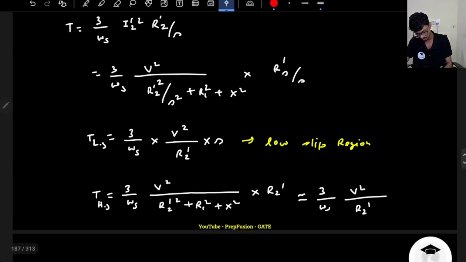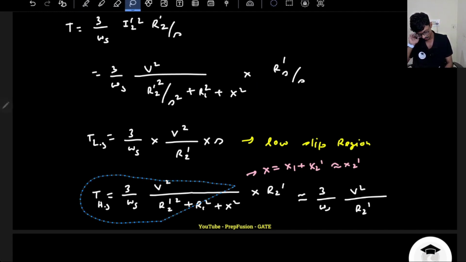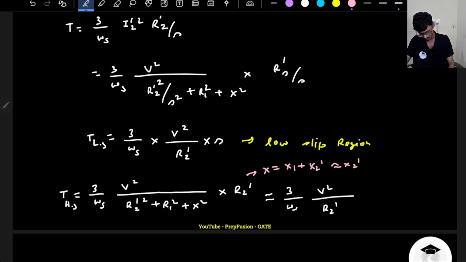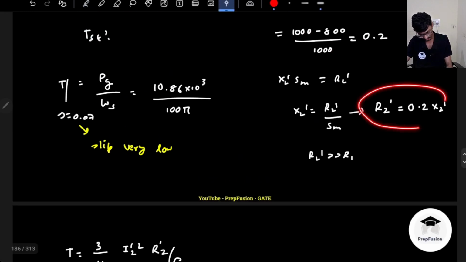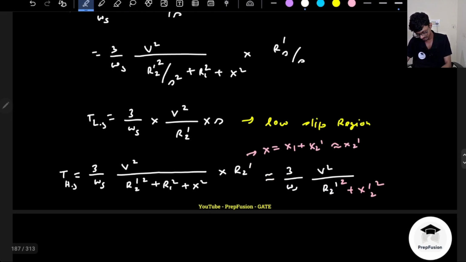So what is x equal to? x is equal to x1 plus x2 dash. Roughly I can write it as x2 dash only, if I assume that the rotor reactance is much higher, because nothing has been mentioned about the stator reactance. So I will make this assumption. Ultimately this value will come out to be (r2 dash) whole square plus (x2 dash) whole square. Now this information is known to me.